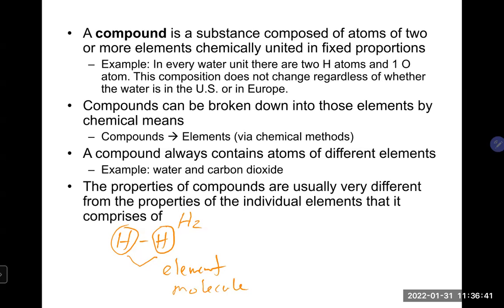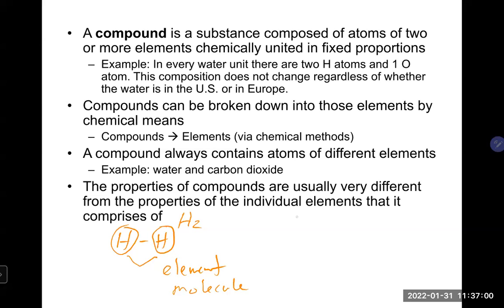A molecule is just the basic definition of needing at least two or more atoms together. It could be two the same, two different, or more, but you need at least two to become a molecule. This would not be a compound because it is only hydrogen, no other element involved.